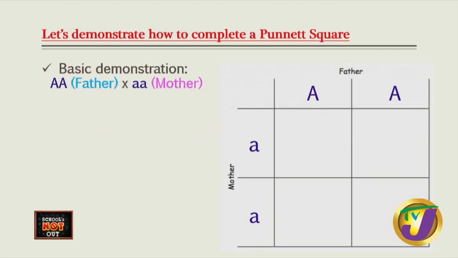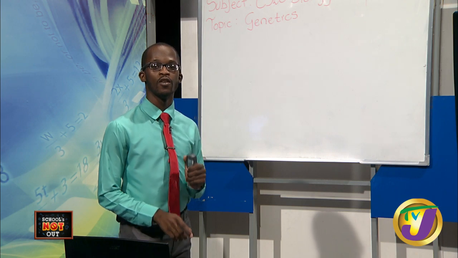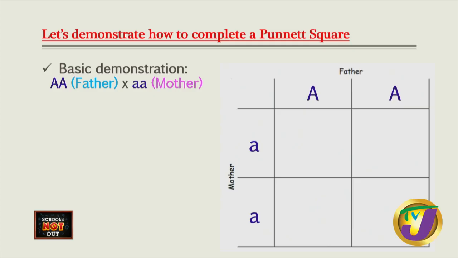It generally looks like this. It's a square that is divided into 4 quarters. On one side, we're going to put the father's possibilities, or the father's alleles. On the other side, we're going to put the mother's alleles. And remember, for each child, you get one from your mother, one from your father. We're going to show how these combinations can arise. So let's look at our first example.